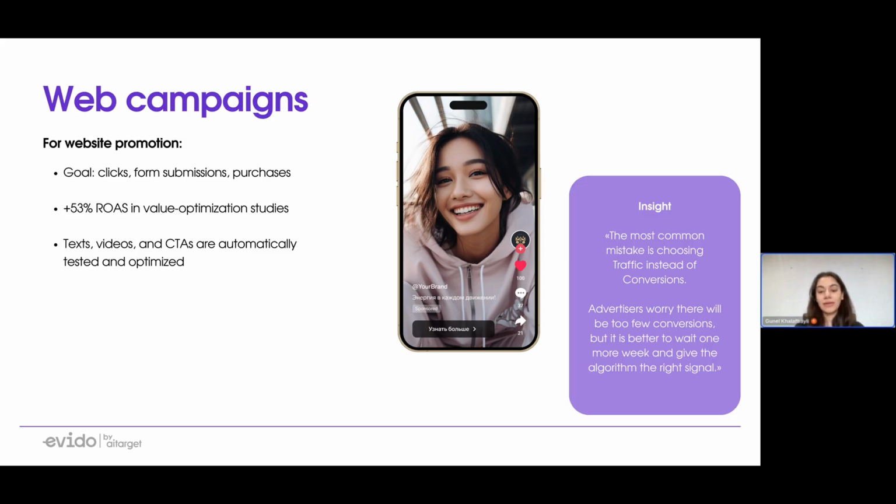The most common and frequent mistake in web campaigns is choosing only the traffic goal instead of conversions. One of the most common concerns that people often have is the fear that they won't achieve conversions or that those conversions will be far too expensive. But in reality, if you choose to focus on conversions right away, the algorithm is able to learn and optimize much more effectively. In practice, you might have to wait a little bit longer than you would with standard traffic campaigns, but you will ultimately achieve a higher quality and much better overall result.